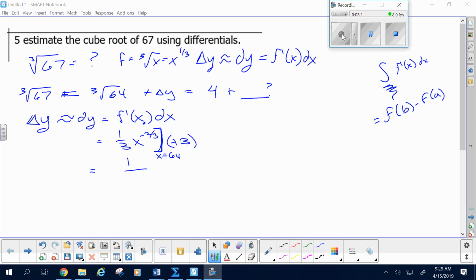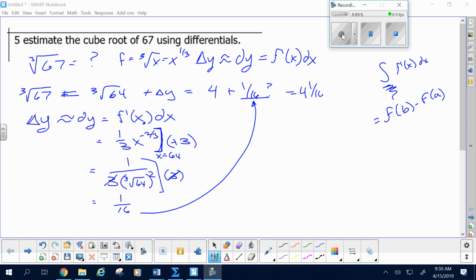That said, this is 1/3 times the cube root of 64 squared times 3. Those 3's go away, I suppose. And so what is the cube root of 64 squared? 16. And so that is 1/16. So to answer the final question, I could estimate the cube root of 67 as 4 plus some change, or an estimate of 4 and 1/16. You with me? Yes. How would you calculate delta y if you had a calculator?